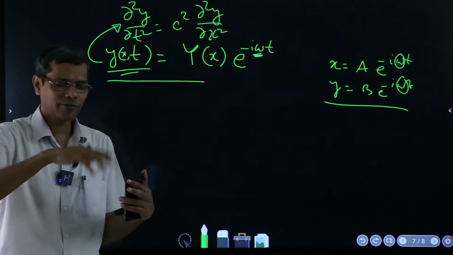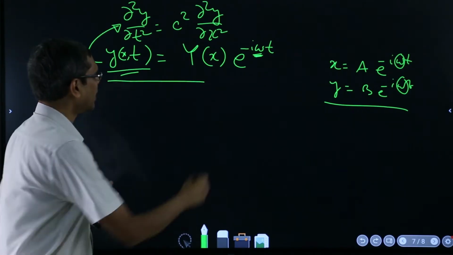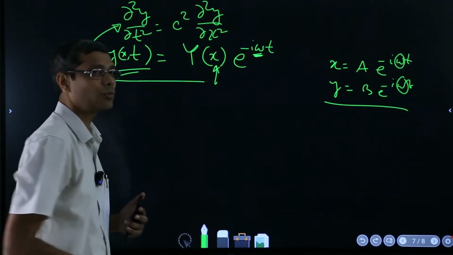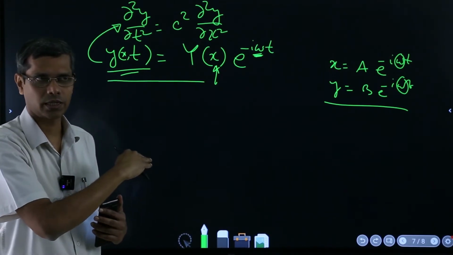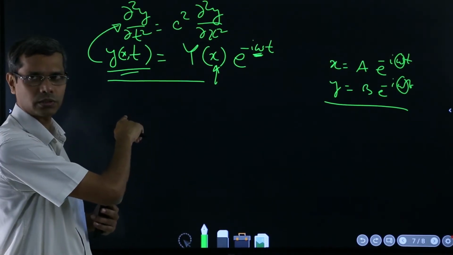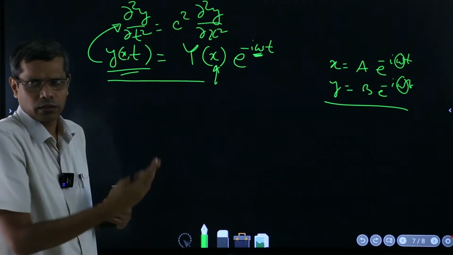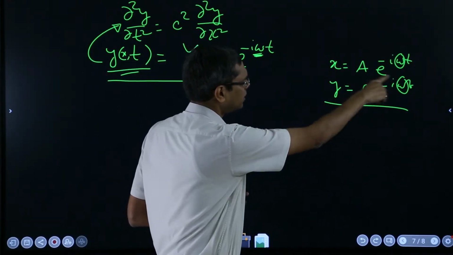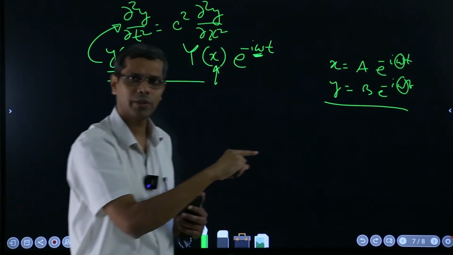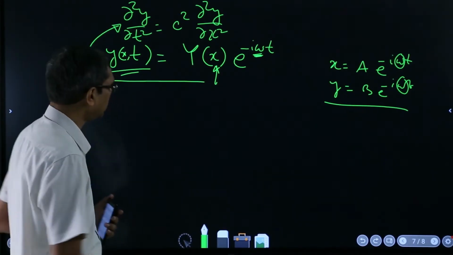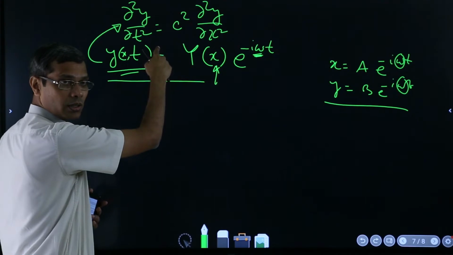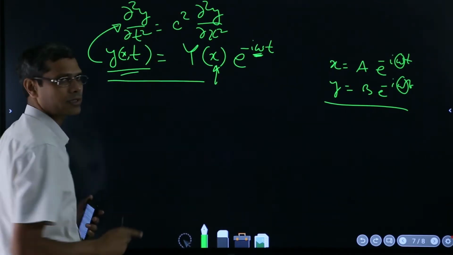So that means every point now, every x is moving in sync. That is the same statement we have just shifted here from discrete to continuous. And there also you did the same thing. These equations, you substituted them back in the equation of motion. So here also you are doing the same thing. You are substituting it back in the equation of motion.